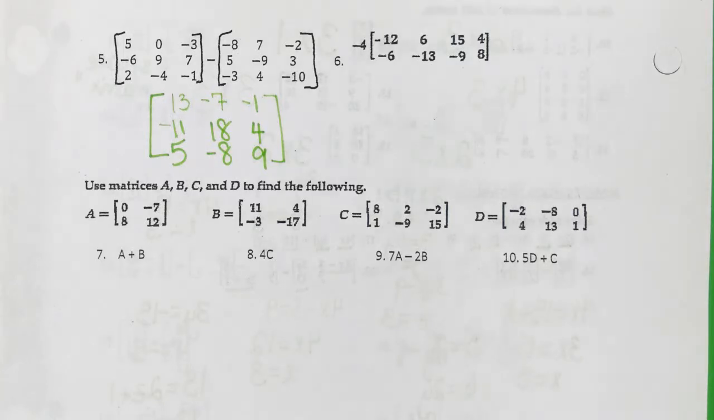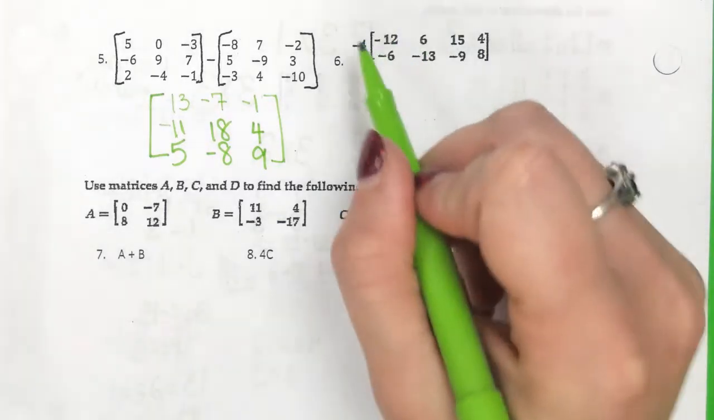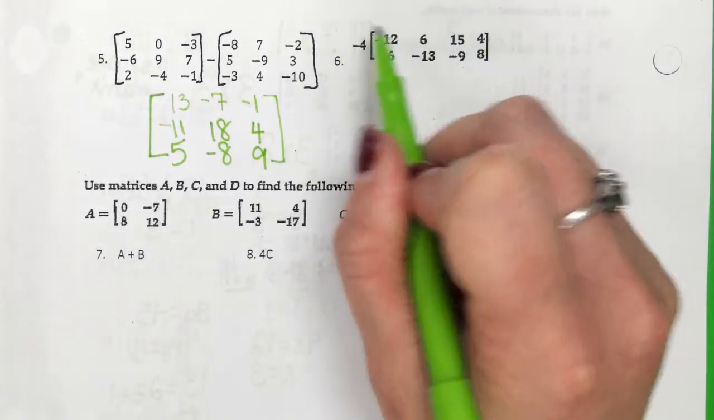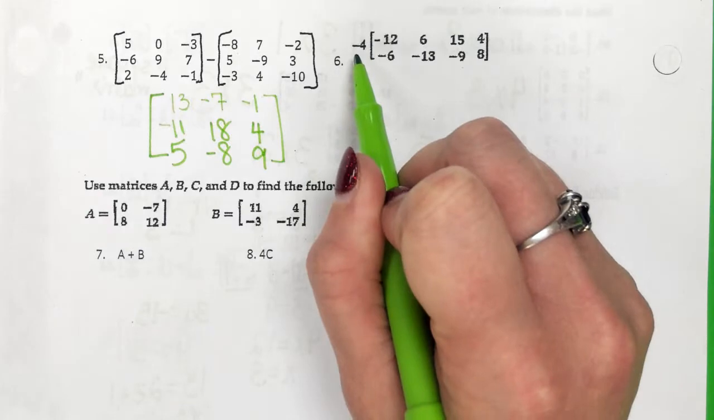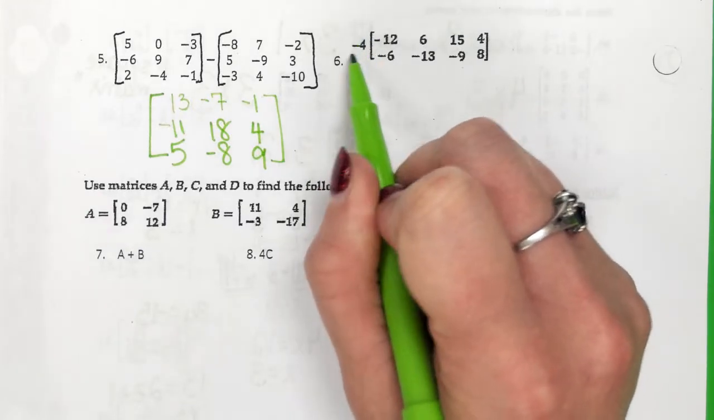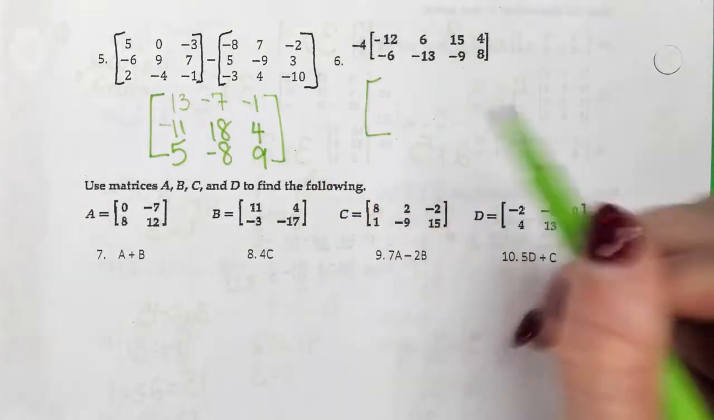All right, look at number 6. So number 6 is not addition or subtraction. What does number 6 say? Multiplication. This is a very easy multiplication, and multiplication is where things get a little hairy. But this one's easy. So how do you do this one? You just distribute. This is not a matrix. It does not have brackets around it. It is just -4. So what do I get when I multiply?